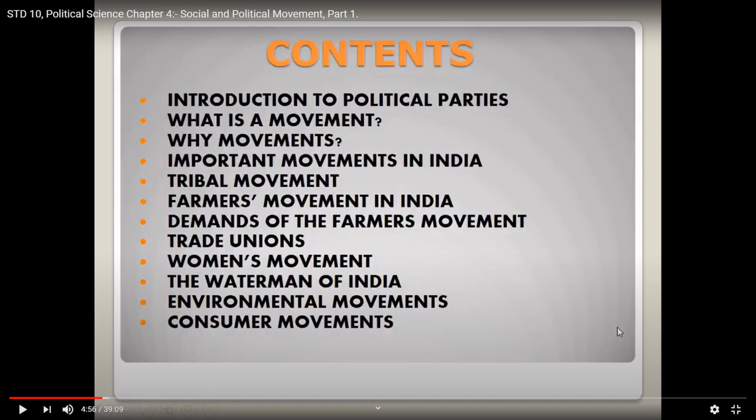Why movements? Important movements in India. Tribal movement. Farmers movement in India. Demands of the farmers movement. Trade unions. Women's movement. The Waterman of India. Environmental movements. Consumer movements.